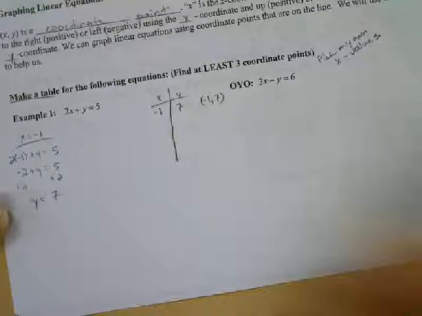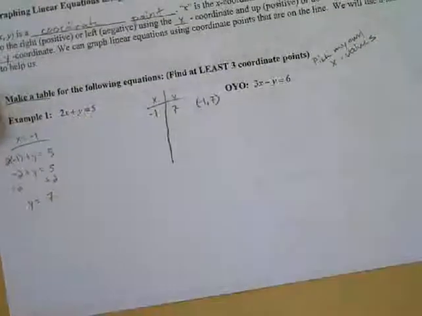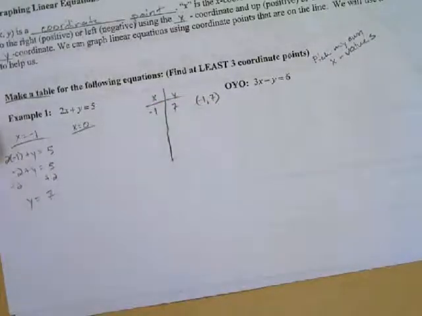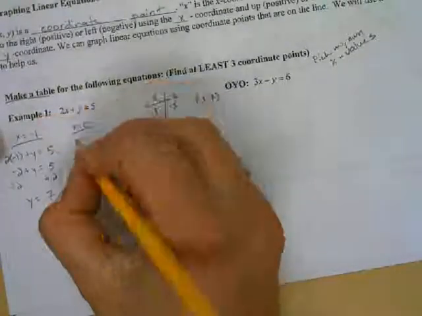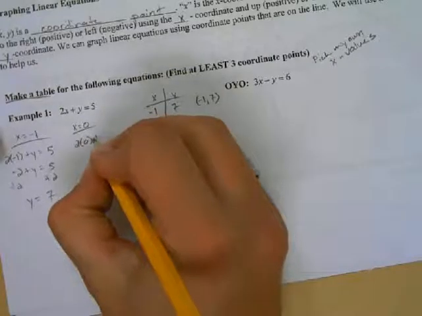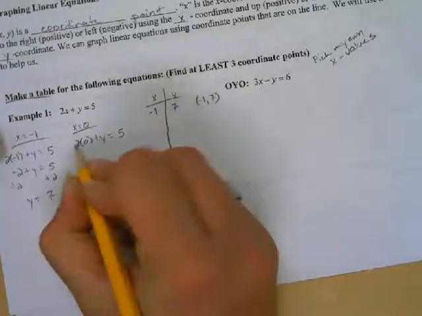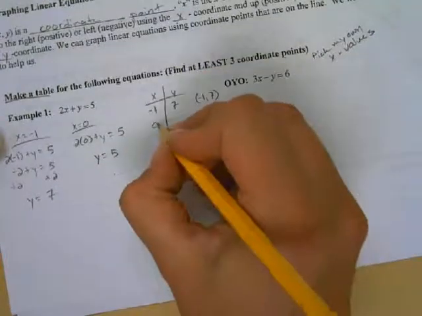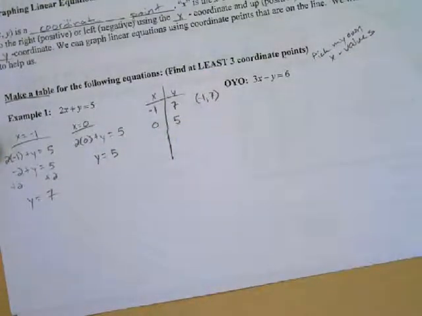Okay, so then I need to do another one, so I'm going to use x equals 0. A lot of people don't like to do x equals 0, but it's actually the easiest one, because once I plug in 0, well, 2 times 0 is just 0, so I get y is equal to 5. So when x is 0, y is 5, and then I'm going to use 1.